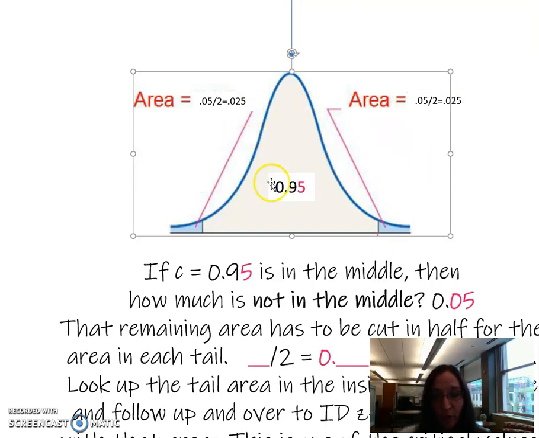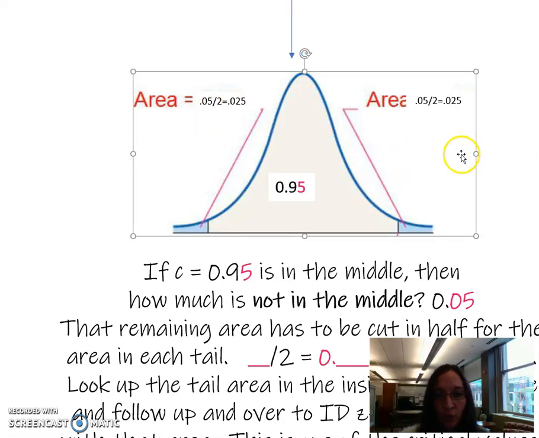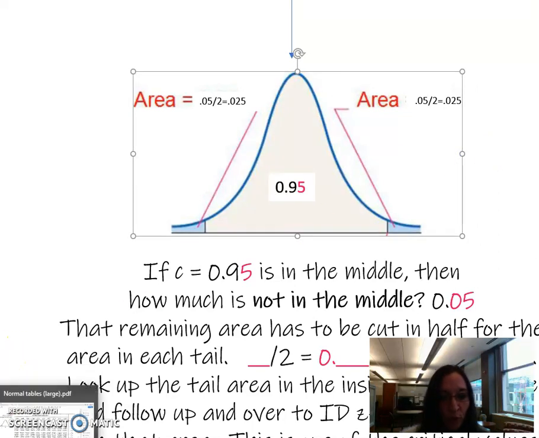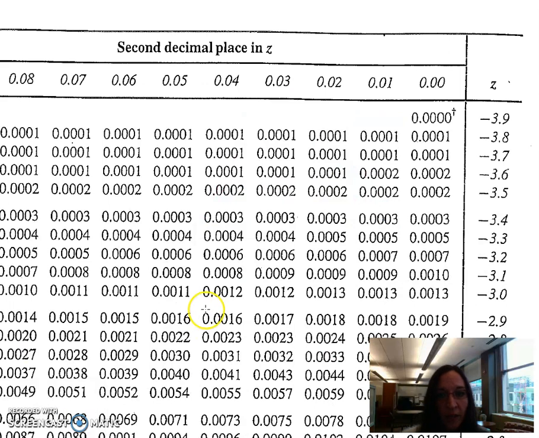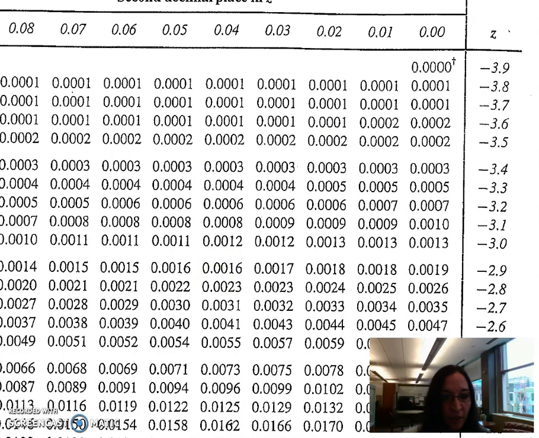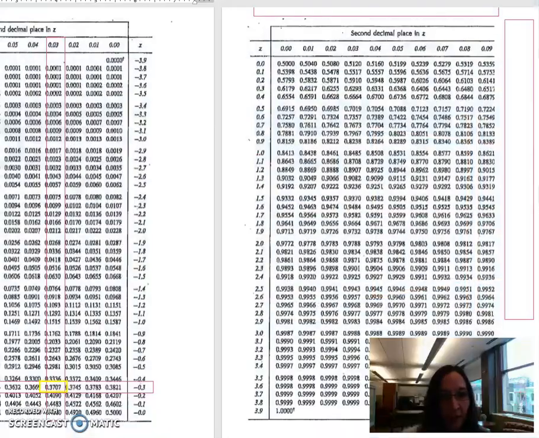Okay, so if 95% is our level of confidence, that's equivalent to 0.95. 1 minus 0.95 is 0.05, and the 0.05 again gets cut in half because it's equally distributed in each of the tails. So now that we have the area in one tail, we can move to our z-table. And so I am looking in here for 0.025, or the closest thing that I could find to it.